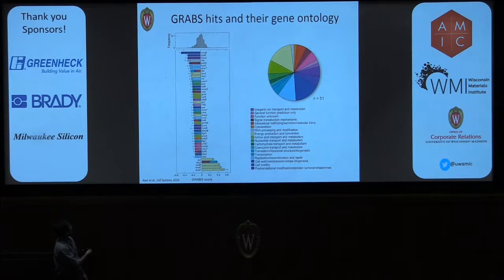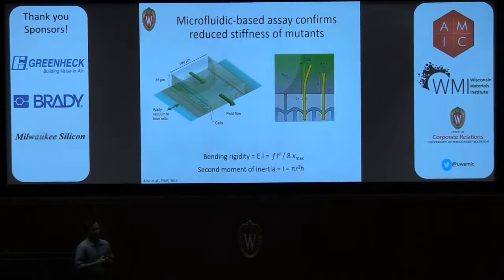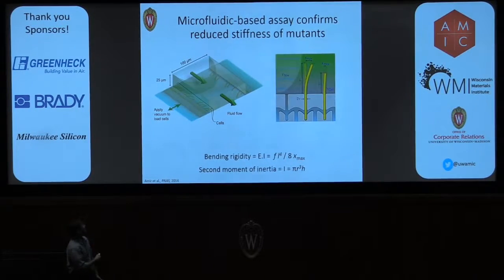And here I am showing you a frequency plot with multiple genes with their GRAB score. Most of the genes are concentrated at the GRAB score 0, but there are some genes like this MRCB, which is way down here, and there are some genes like RECA or ACEF, which are way up here. Now, I'm going to show you how this microfluidic based assay confirms the reduced stiffness of mutants.